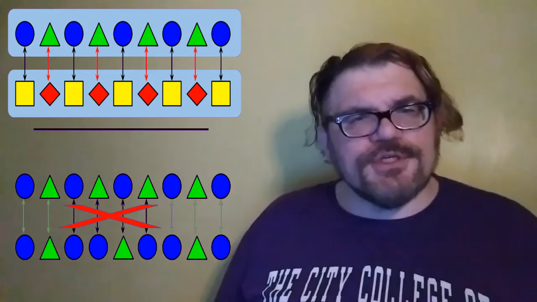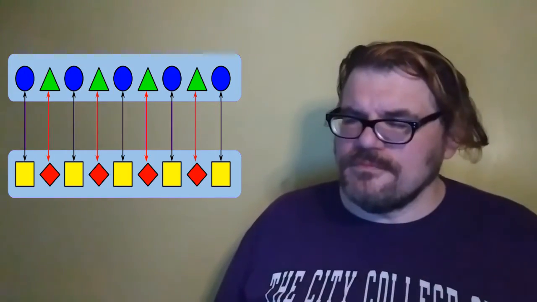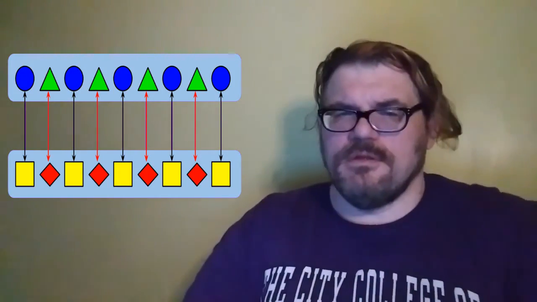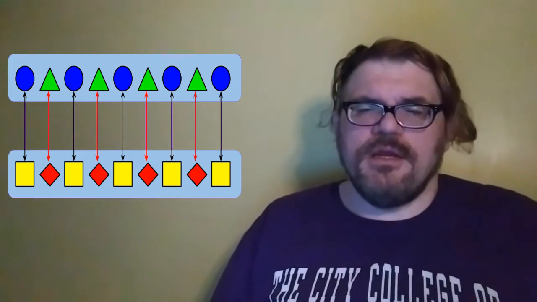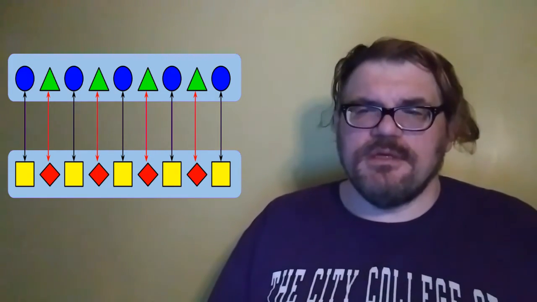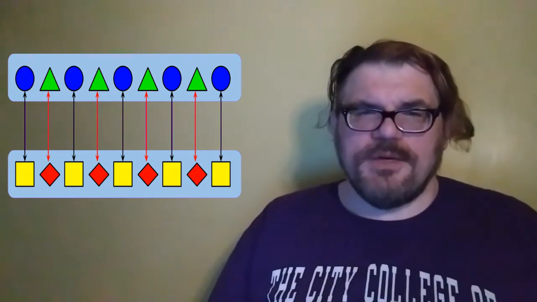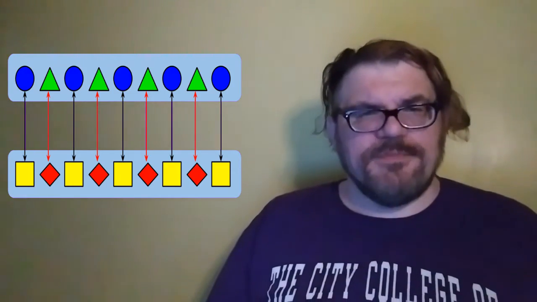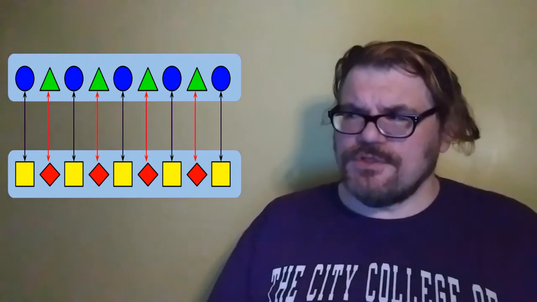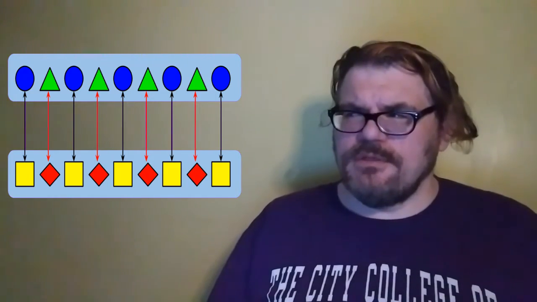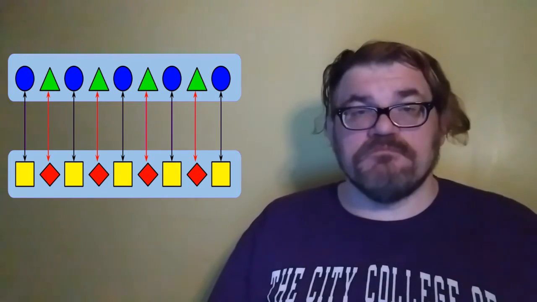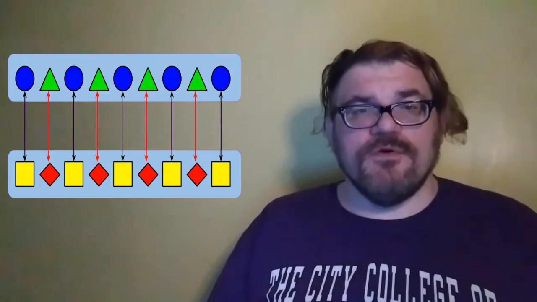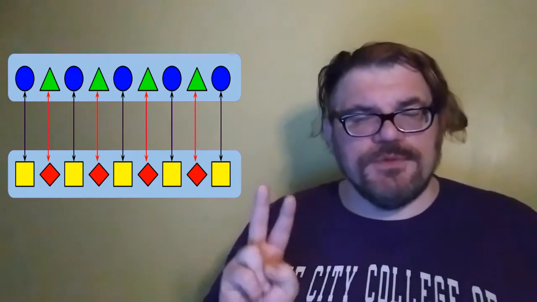Let's look at the two that match. What is the pattern here? Let's see. On top we have circle, triangle. Is that the pattern? Let's see. Circle, triangle, circle, triangle, circle, triangle. It's the same thing over these. It's a pattern of two.